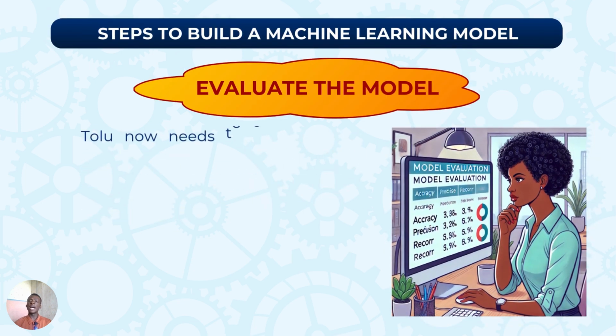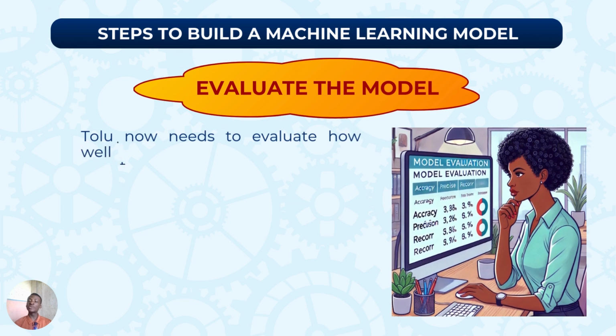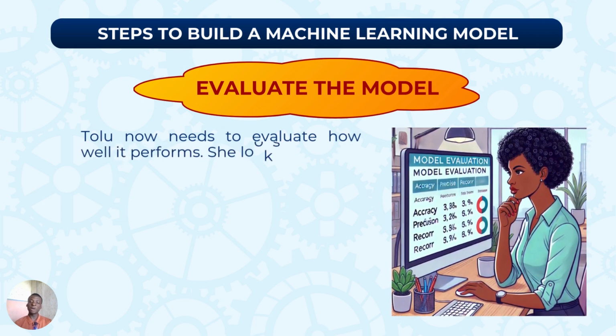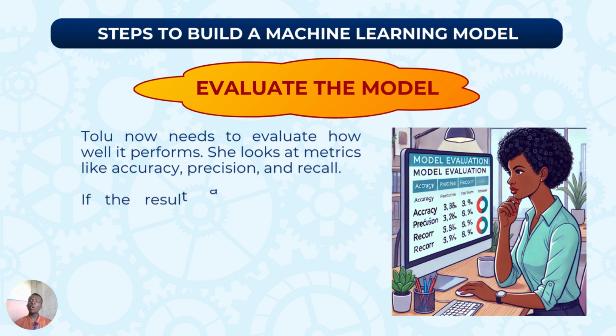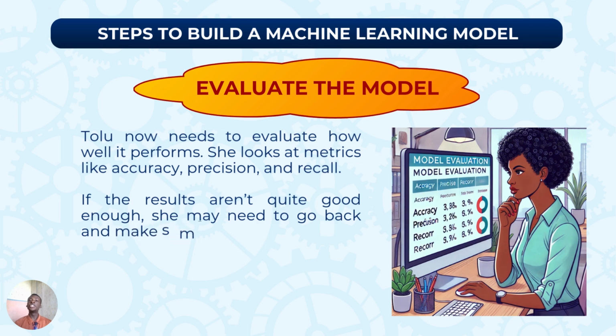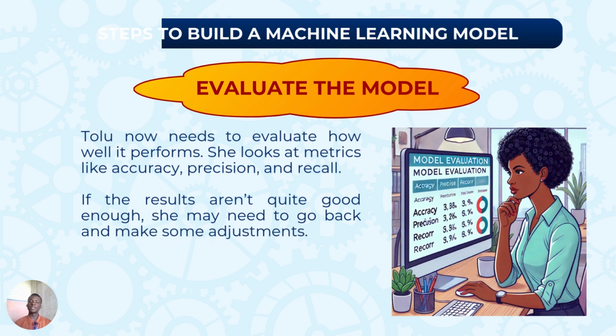Building the model is only half the job. Tolu now needs to evaluate how well it performs. She looks at metrics like accuracy, precision, and recall to understand how often the model gets it right. If the results aren't quite good enough, she may need to go back and make some adjustments.